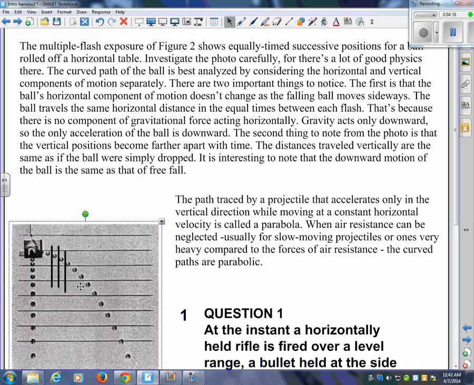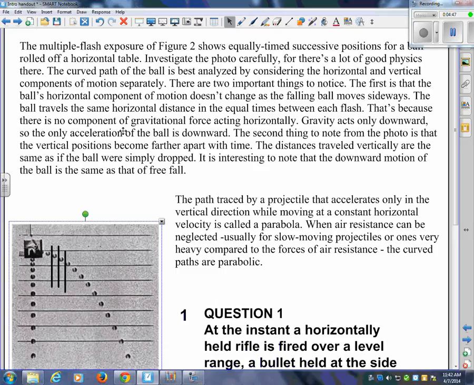Now, having said that, we all know there is air resistance, and it is going to slow down, right? If you've ever golfed before, you know that the ball eventually reaches a point where it just sort of drops, right? Especially in the wind. Okay, so the first is that the ball's horizontal component of motion doesn't change if the falling ball moves sideways. The ball travels the same horizontal distance in equal times between each flash. That's because there's no component of gravitational force acting horizontally. Gravity acts only downward. So the only acceleration of the ball is downward.